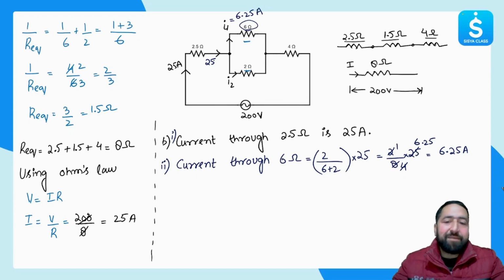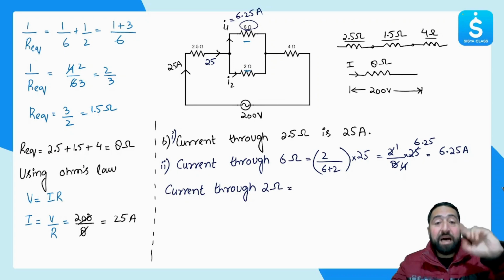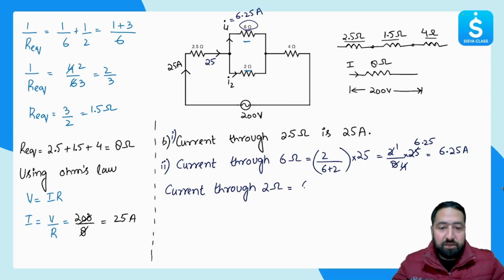Now the rest, whatever remains, that means 25 minus 6.25, that will flow through 2 ohm. But I will still use this formula, such that you can get hold of this. Current through 2 ohm resistance will be equal to, I need to take the opposite resistance, that is 6 divided by the sum of two resistances, that means 2 plus 6, that will still be 8, multiplied by 25. It will be 6 divided by 8 multiplied by 25. Got it? So just simplify it.